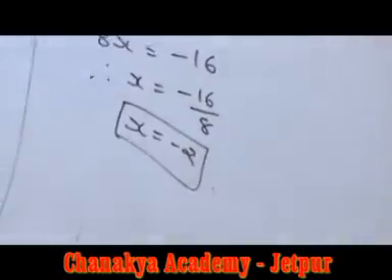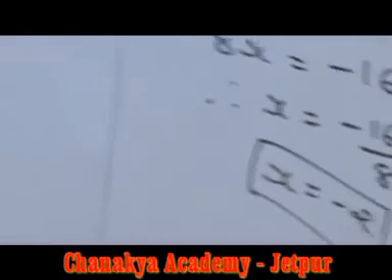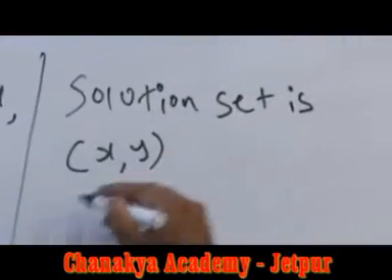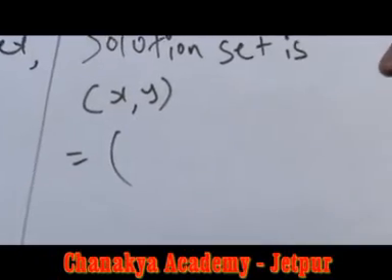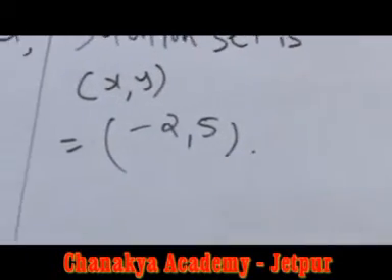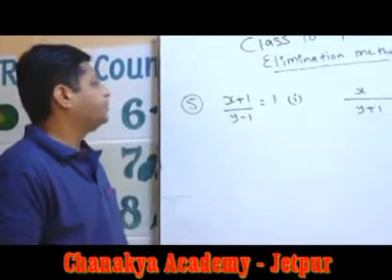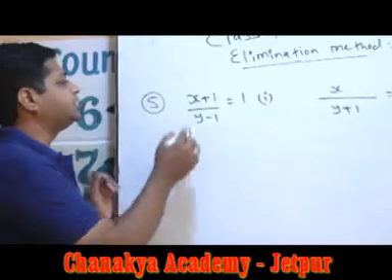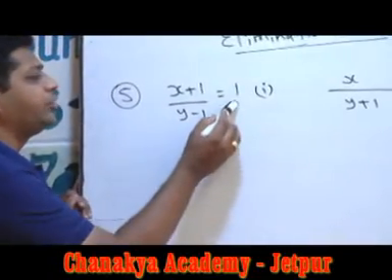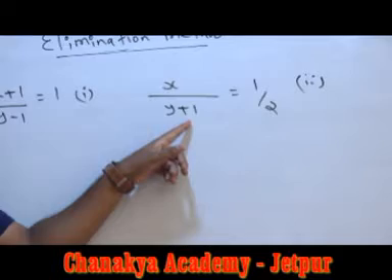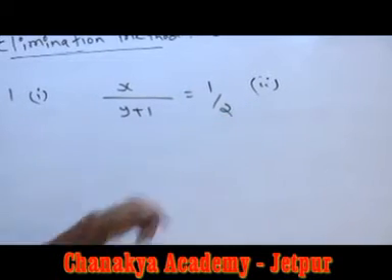Okay, students, the solution set is (x, y) = (-2, 5). Here it gets completed, which is very important as it covers the fractional forms. (x + 1)/(y - 1) = 1, which is our equation number 1. The second equation is x/(y + 1) = 1/2, that is our equation number 2.